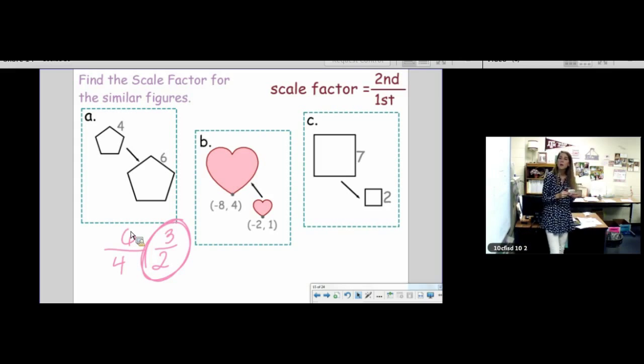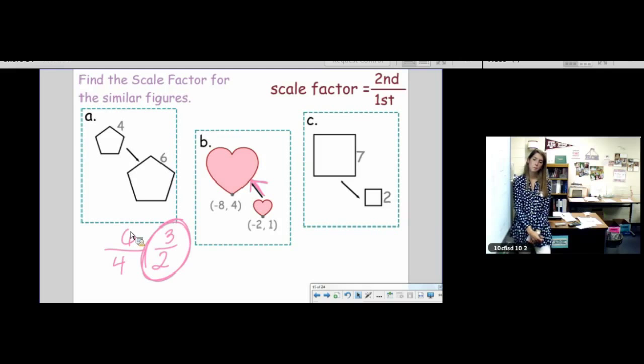Okay? All right, Raekwon, what do you want to do for B? Second over first. Now pay attention to where the arrow's going. Are we getting bigger or smaller, Raekwon? We're getting bigger. So just be careful. You don't want a small number as an answer. What do you want to do to get our scale factor? Tell me what to put over what.